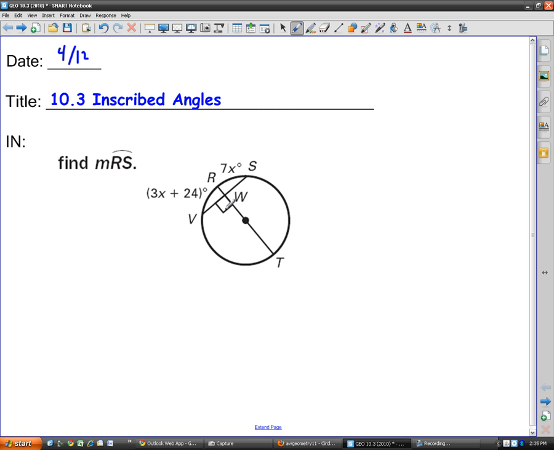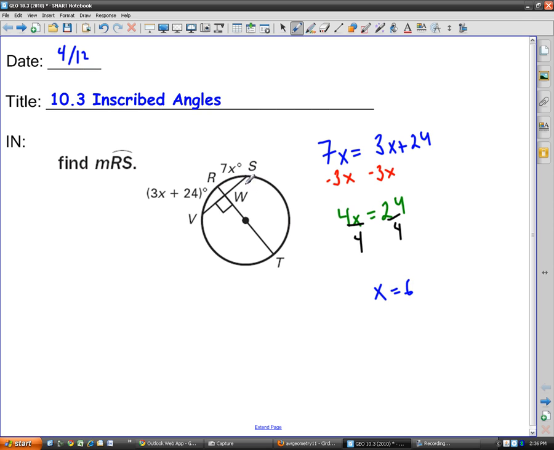But the first thing that we learned is that if we have a diameter that meets a chord at a 90-degree angle, it not only cuts the chord into two equal pieces, it cuts its arcs into two equal pieces. So I can say that 7x equals 3x plus 24. Solving it algebraically, I subtract 3x from both sides and end up with 4x equals 24. Then if I divide by 4 on both sides, x will come out to equal 6.